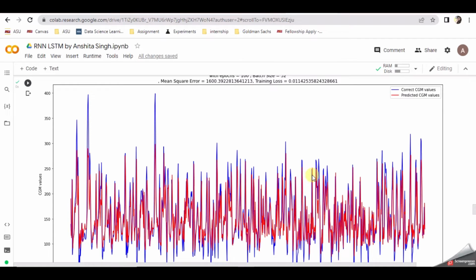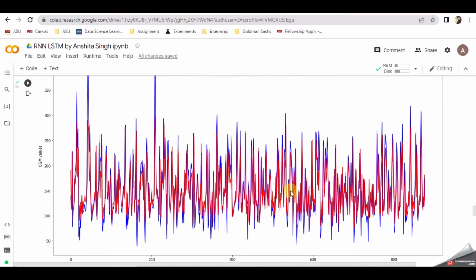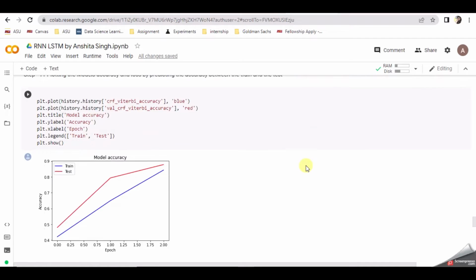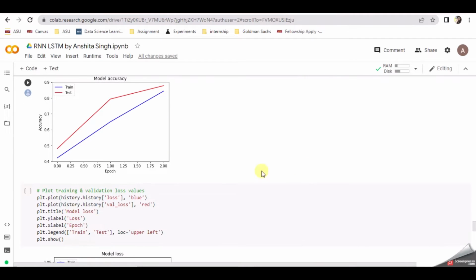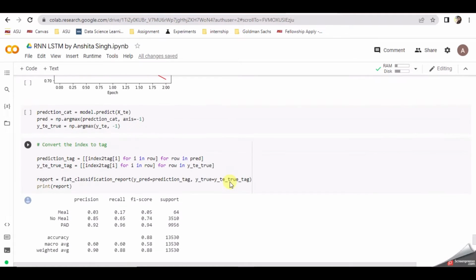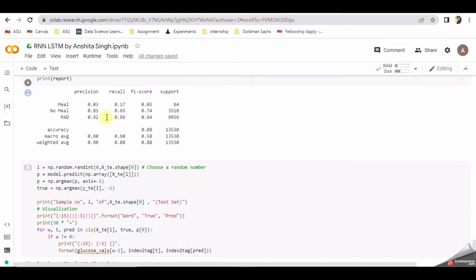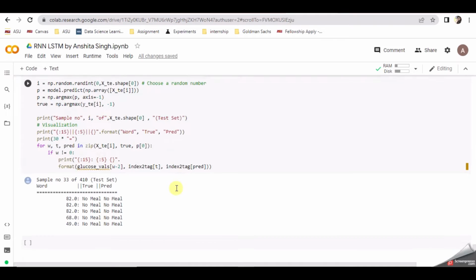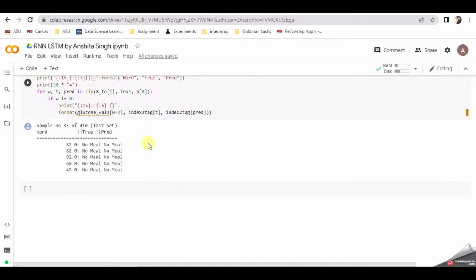This is the graph between the correct CGM value and the predicted CGM value that we got, and this is the graph of the model accuracy between the train and the test data set, the model loss between the train and the test data set, and finally the prediction table, which gives the recall and F1 score. And this is the prediction where the true and the predicted value show whether the patient has taken the meal or not.